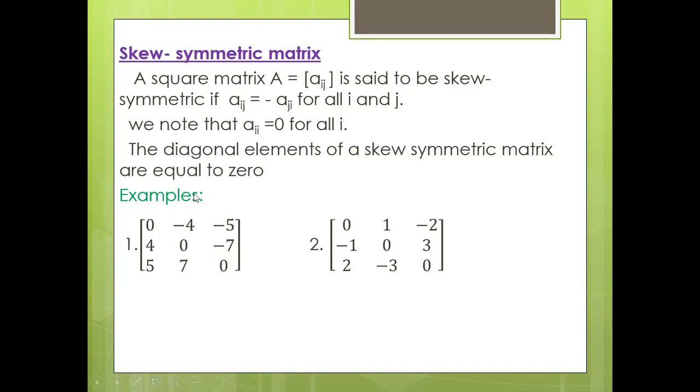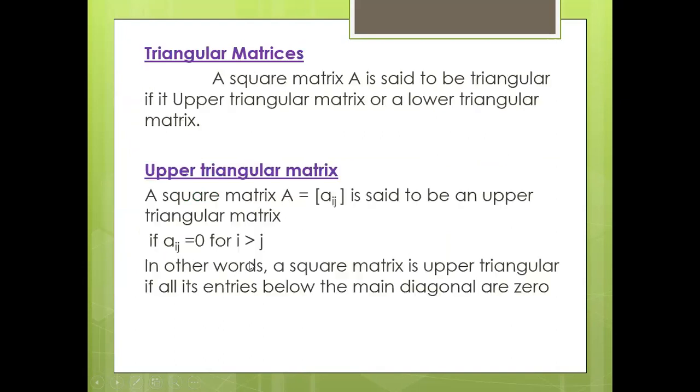Then Aij. This is A11, A12, A13, then A21, A22, A23, A31, A32, A33. A12 and A21 are on opposite sides. Like that, A13 and A31 are opposite, A23 and A32 are opposite. This is the skew symmetric matrix.